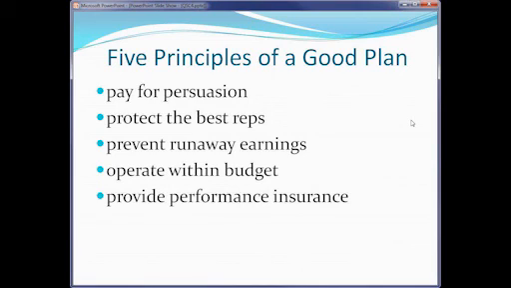A good plan will always anticipate that some people are going to underperform, but it will have a mechanism built into it that will incent other people to overperform so they make up the numbers.